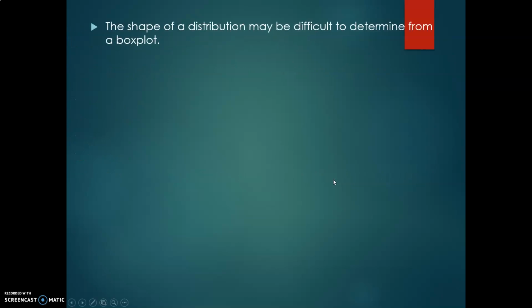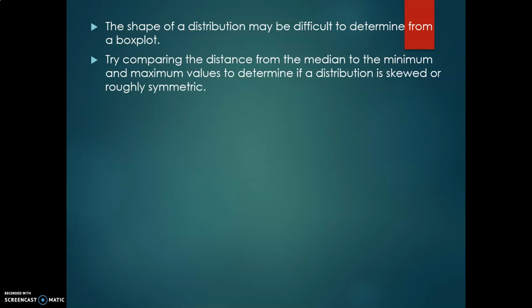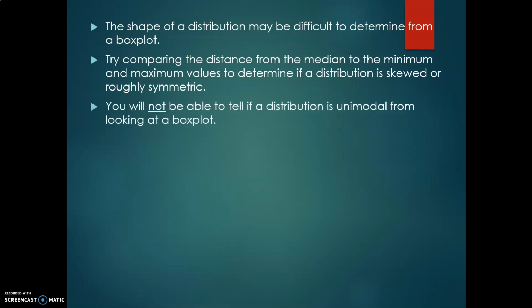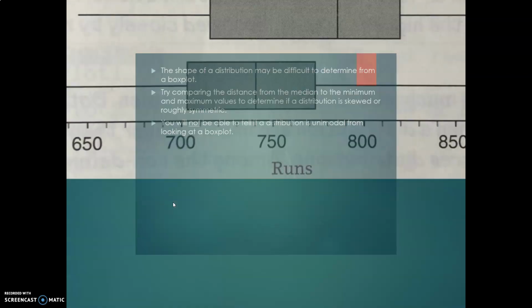So the shape of a distribution may be difficult to determine from a box plot. That's a little bit more difficult. Because it's not super obvious right away, we want to compare the distance from the median to the minimum and maximum values to see if it's skewed one way or the other, or if it's roughly symmetrical. If it's about the same distance in both directions, it'll be roughly symmetrical. You won't be able to tell if it's unimodal or bimodal or any of those types of things. So that's one disadvantage of the box plot.